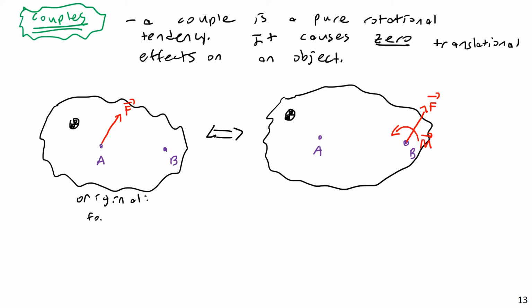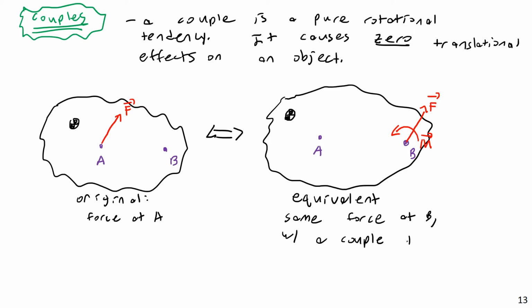So originally we had a force at A, and then the transformed, or the equivalent, is the same force at B, I should say, with a couple to cancel out the change in moment, or to compensate for the change in rotation. Because again, when we move the force from here to here, it causes a change in the rotational behavior, so we're going to add a couple to cancel it out essentially, for the changed rotational behavior.